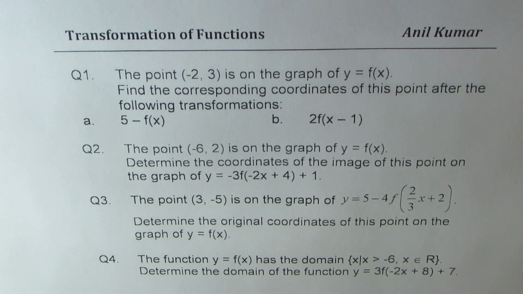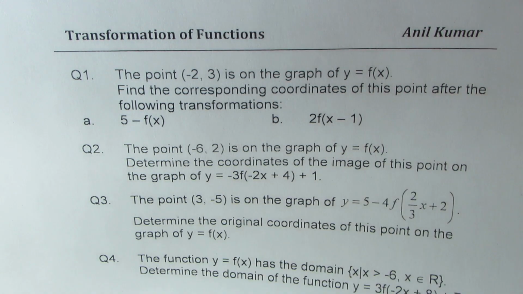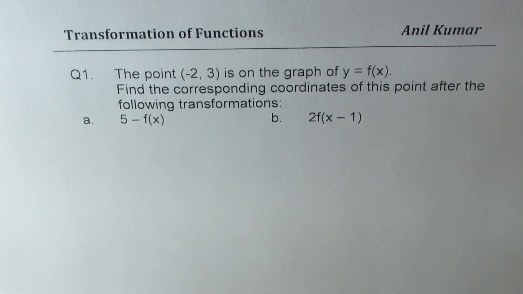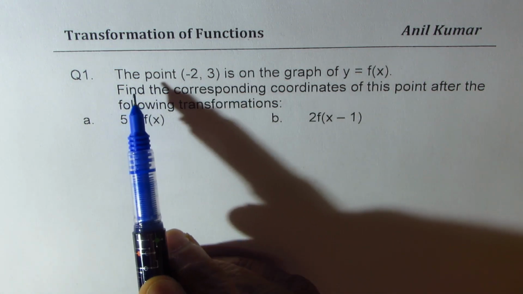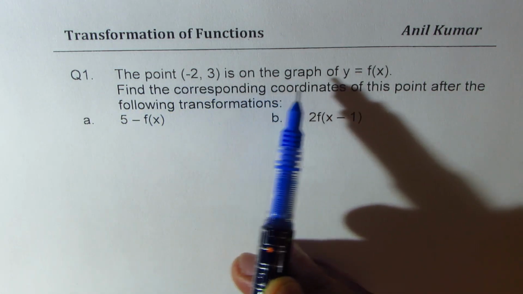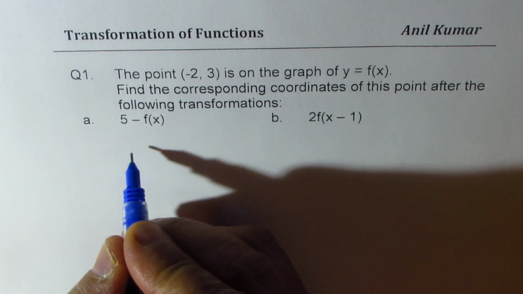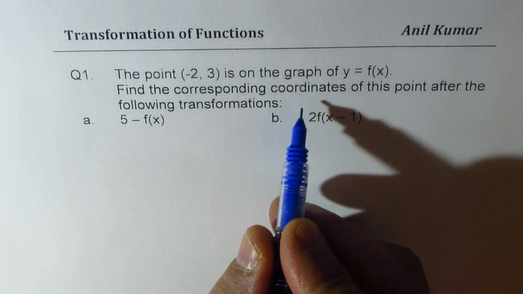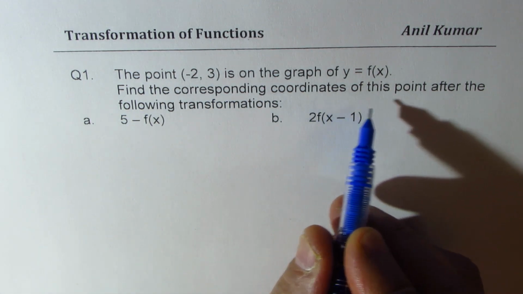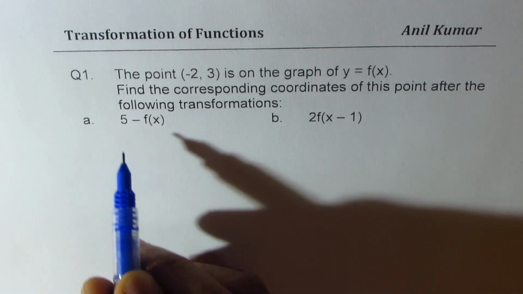You can pause the video, answer these questions, and then look into my suggestions. So let's begin with the very first one, where we will understand how to get the image points after a transformation. The point (-2, 3) is on the graph of f(x). Find the corresponding coordinates of this point after the following transformation.